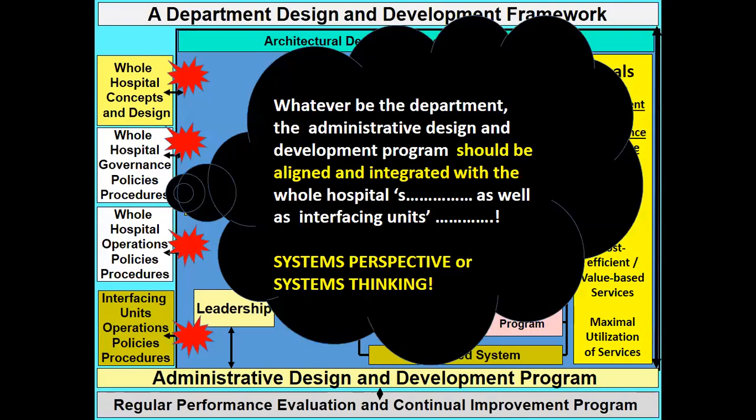On the extreme left of the framework, there are 4 boxes that refer to hospital and interfacing departments. So whatever be the department, the administrative design and development framework should be aligned and integrated with the whole hospital concept, design, governance policies and procedures, operations policies and procedures, as well as the interfacing units, operations, policies, and procedures. In other words, there must be systems perspective or systems thinking.